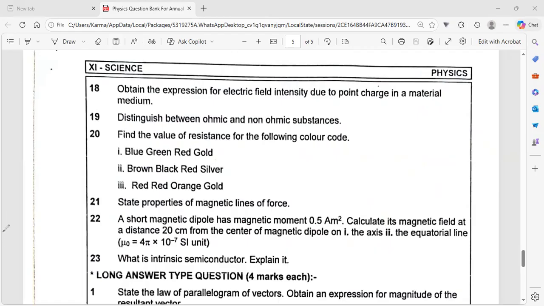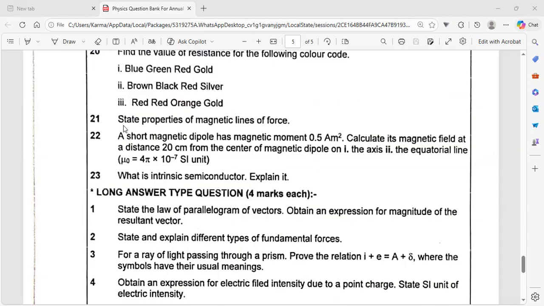State the properties of the magnetic lines of force. They originate from the North Pole and terminate at the South Pole. They're continuous, there is no break. They apply lateral pressure on each other. Total flux on a closed area placed in a magnetic field is always zero. It's not like electrostatics.